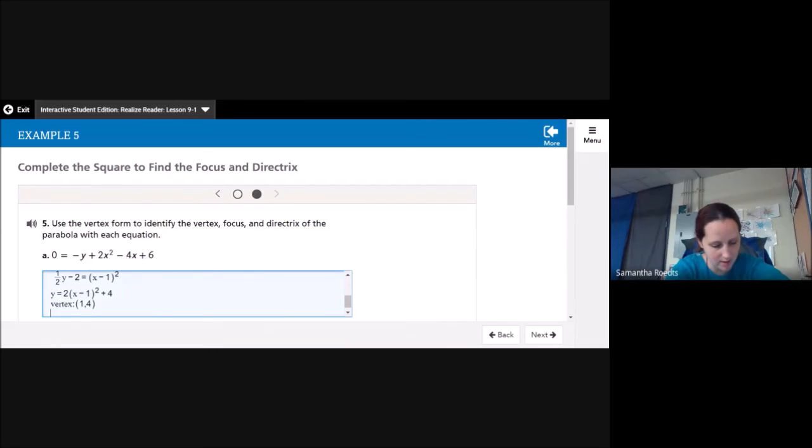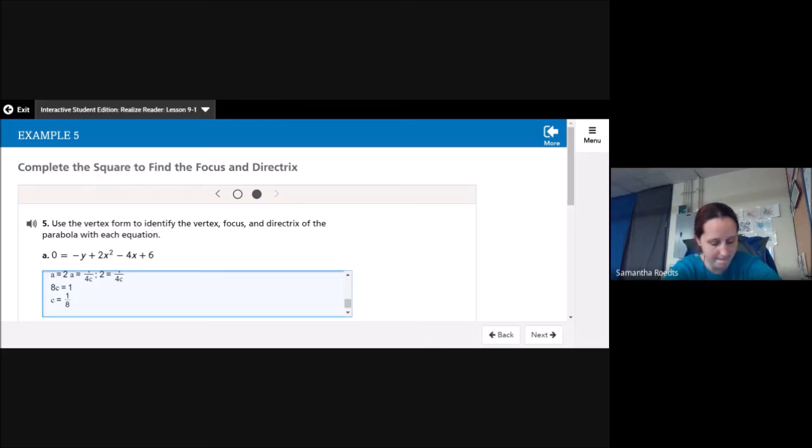Okay, and then the focus and the directrix. So a equals 2 in this case. Remember a equals 1 over 4c. So this is 2 equals 1 over 4c, which I will solve for c. So when I do that, I get 8c equals 1. So c equals 1/8.